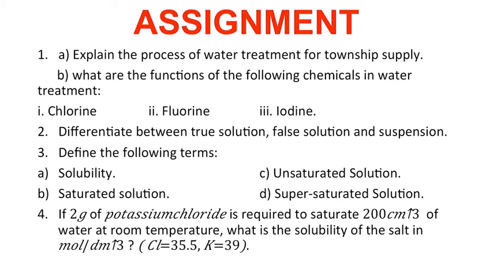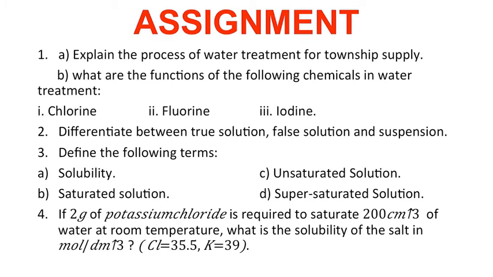The second question says, what are the functions of the following chemicals in water treatment? 1, chlorine in the process chlorination, fluorine in the process fluorination, iodine in the process iodination. Number 2 says differentiate between true solution, false solution, and suspension. Number 3 says define the following terms. A, solubility. B, saturated solution. C, unsaturated solution. And D, supersaturated solution.